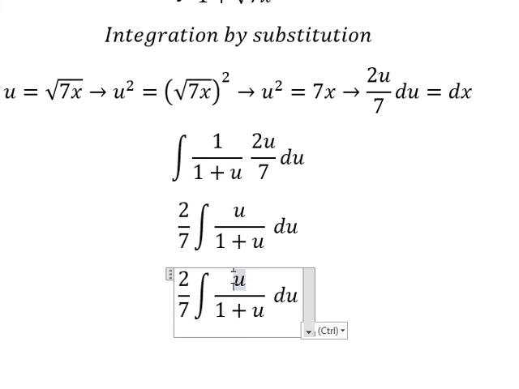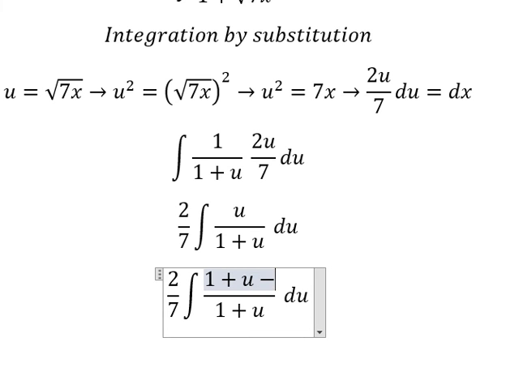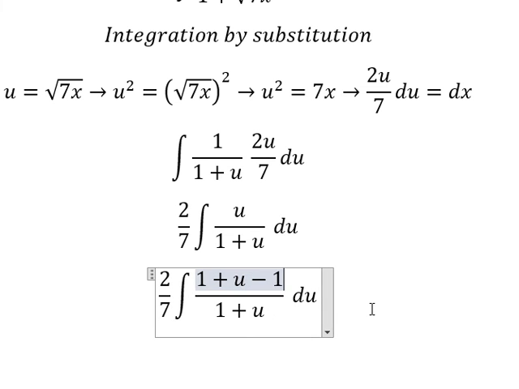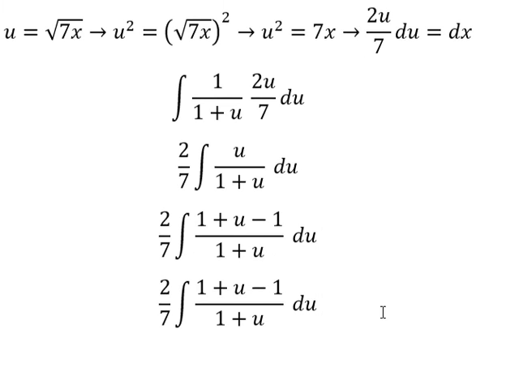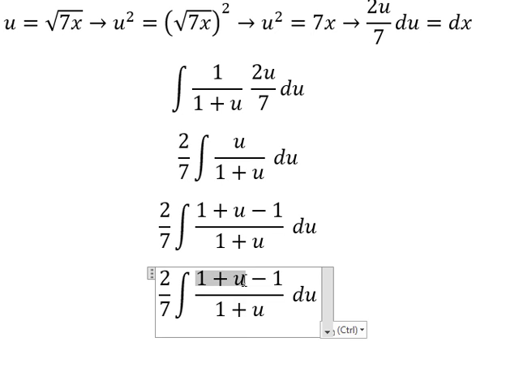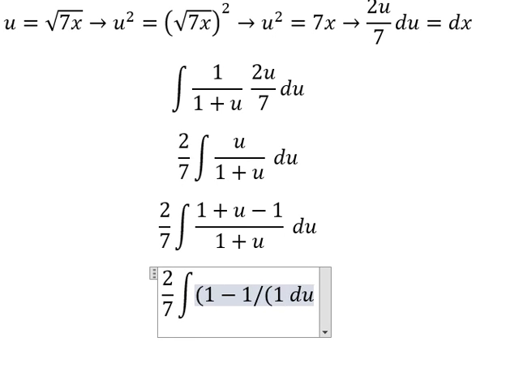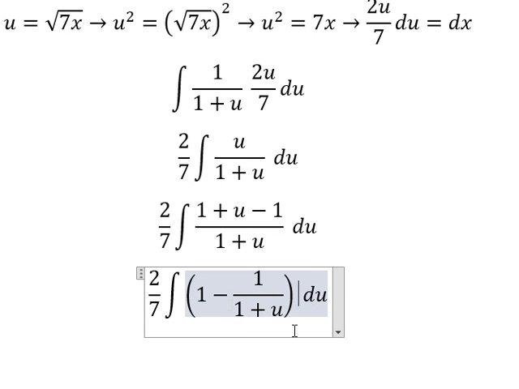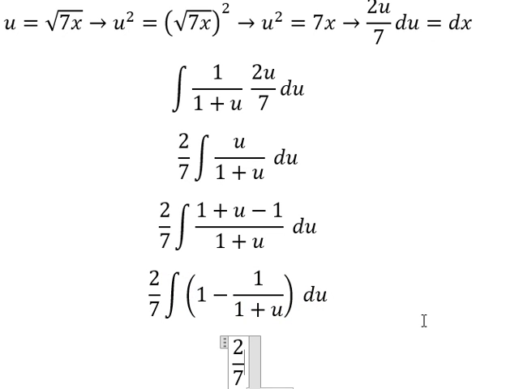So we need to add number 1 in here. Later we need to minus number 1. So this one divided by this one, we have number 1. And now we have the final answer.